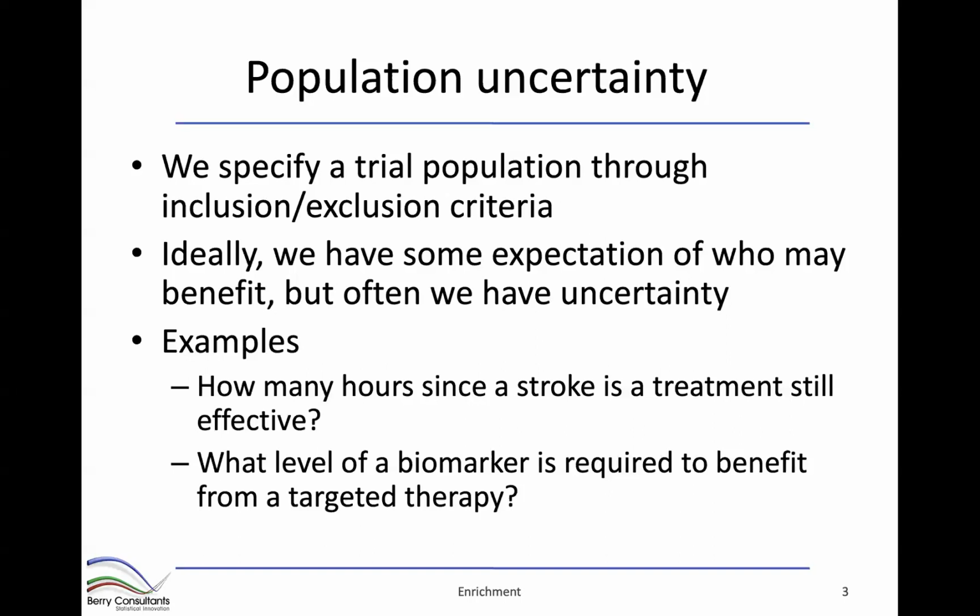In oncology, we're often interested in a level of a biomarker that people need to benefit from a targeted therapy. If a therapy is aimed at a particular aspect of the cell, you might ask, well, how much needs to be expressed in order for the targeted therapy to be effective? Do we need a level of 3,000, a level of 5,000, a level of 10,000, whatever the scale is for that biomarker? And you could have a lot of uncertainty about that. We don't want to just pick a value and have that value be wrong.